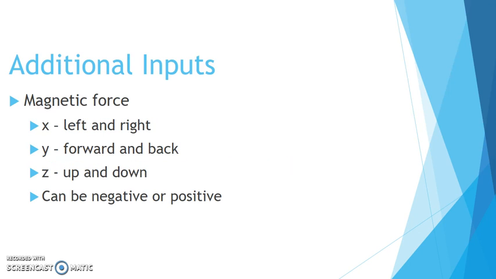We also have the magnetic force. So we've got an X, a Y and a Z. And again, just like with the acceleration, the X is left and right, the Y is forward and back, and the Z is up and down. And it can be a positive or negative value. A value that is close to 0 means that there's very little magnetic force. And then obviously the stronger the magnetic force, the greater those values.